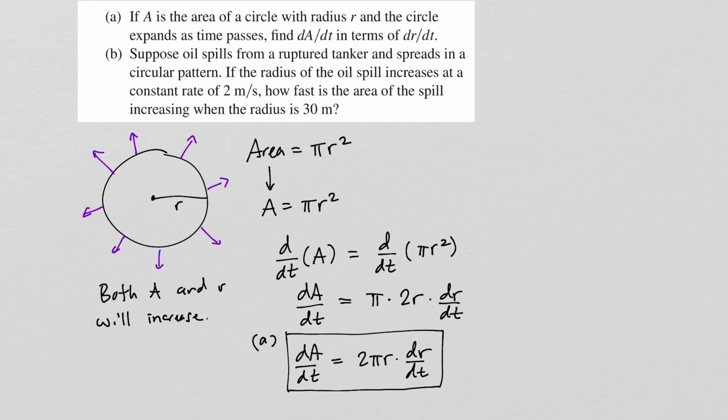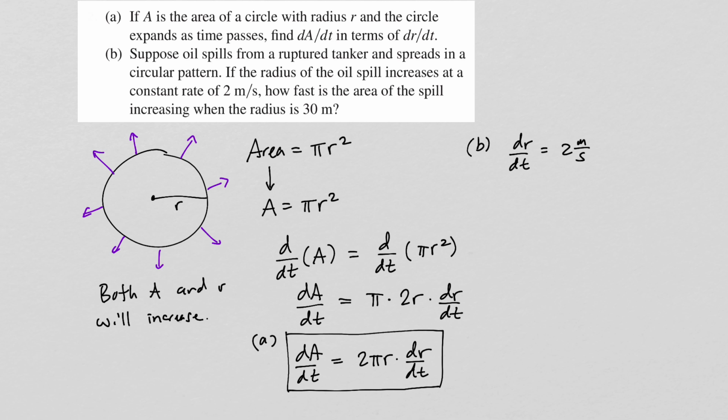For part B, it says, suppose oil spills from a ruptured tanker and spreads in a circular pattern. If the radius of the oil spill increases at a constant rate of 2 meters per second, how fast is the area of the spill increasing when the radius is 30 meters? So in part B, they tell you that the radius is changing, so that's dr/dt, at a constant rate of 2 meters per second.